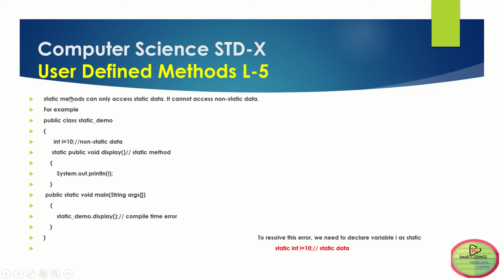Because in the headline, what I have said here, a static method, that is display, can only access static data, but this data is non-static. How can it access? So to resolve this error, we need to declare the variable i as static here, which I have shown here with the red highlight. This one I have shown with the highlight on the side of the slide. So this is one more point: a static method can only access static data. Now we'll be covering this with the BlueJ editor. I will show you how it happens, how it works. Now the next point, next slide.